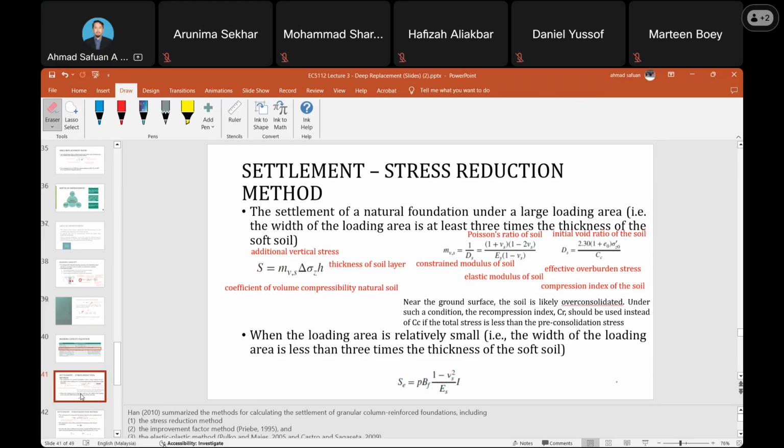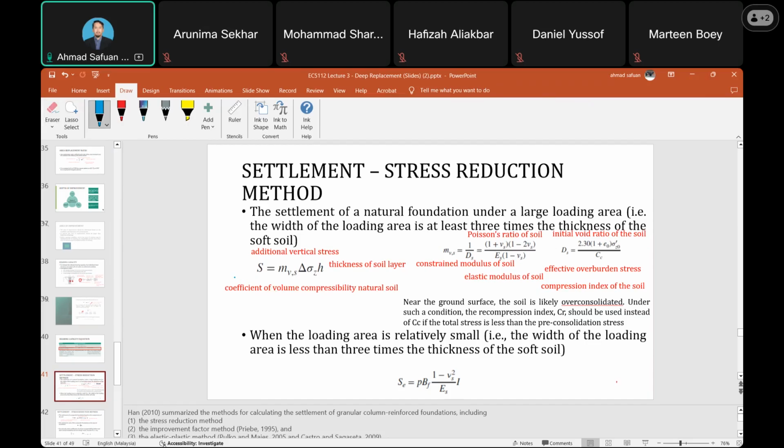How to determine the settlement for the stone column? The first thing is to know the settlement of the existing soil. So this is the equation used to estimate the settlement of the existing soil.